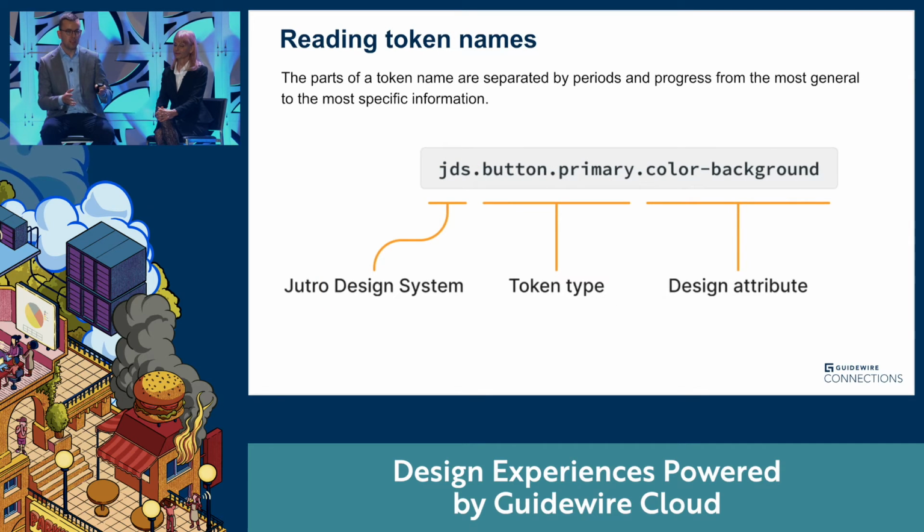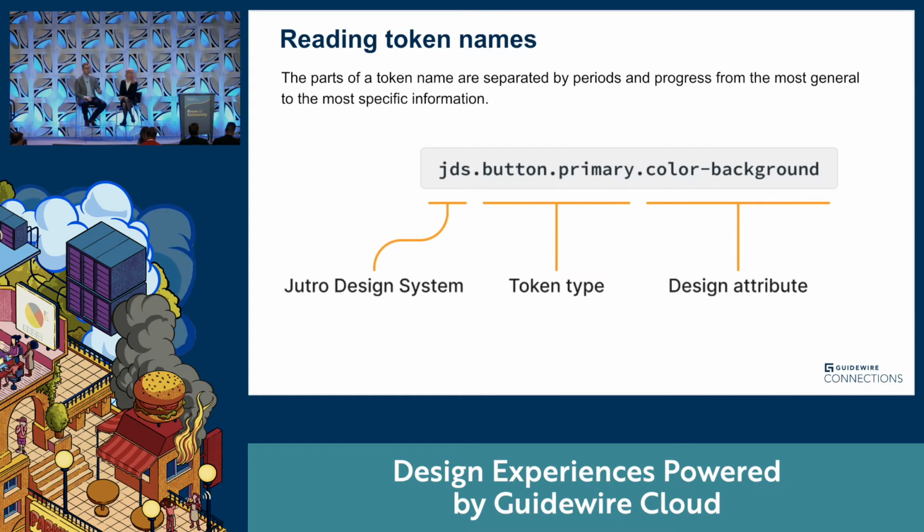The parts of a design token name are separated by periods and progress from the most general to most specific, right? So we are starting with JDS, and it's for Jutro Design System. All of our components' tokens start with JDS. Then we have the token type, and because this is for the primary button, it's a component token. And then at the end, we have that design decision. In this case, it's the design attribute for background color. So we read that as background color for primary button in Jutro Design System.